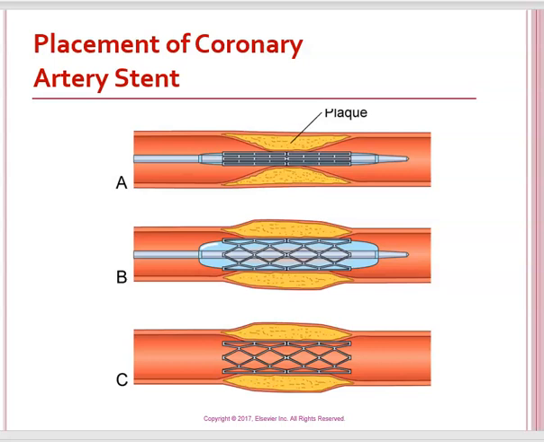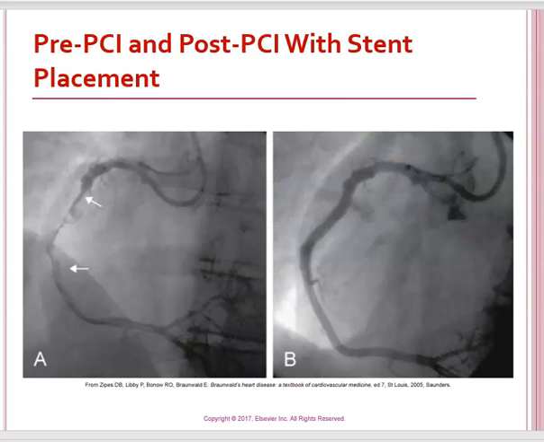So if they are going to be having an angioplasty and the ballooning and a stent placement, there has to be a cardiovascular surgeon available in the event that they need to go to have that replaced if the artery is dissected. Okay, so here's a picture of a pre-PCI and post-PCI with stent placement. See how narrow that is? In A, they've done the ballooning and they placed the stents. And now you have adequate blood flow to supply that myocardial tissue with oxygenated blood.